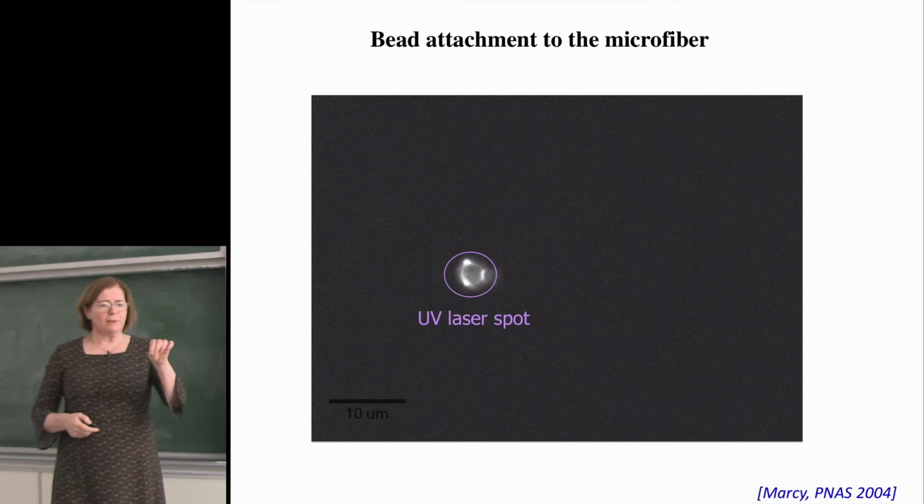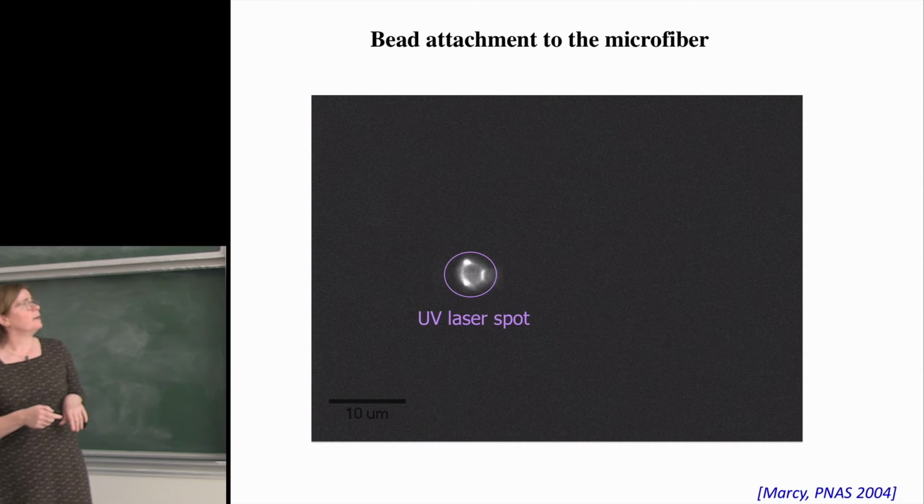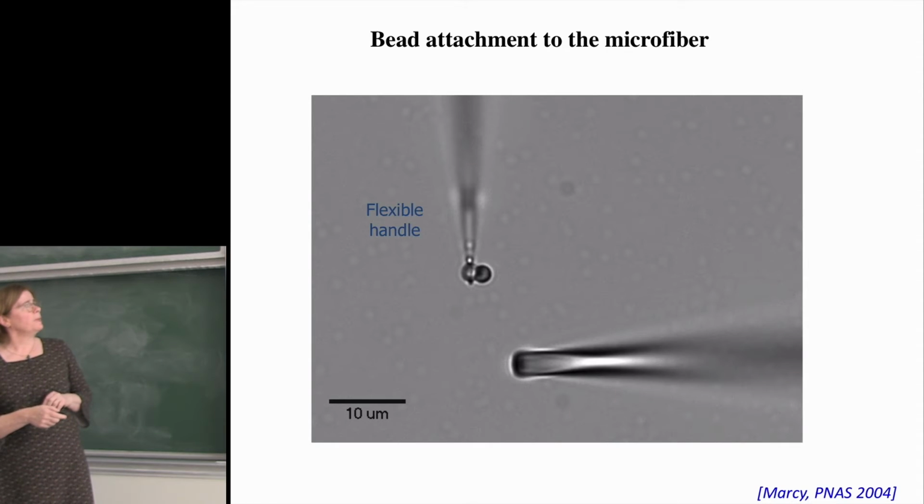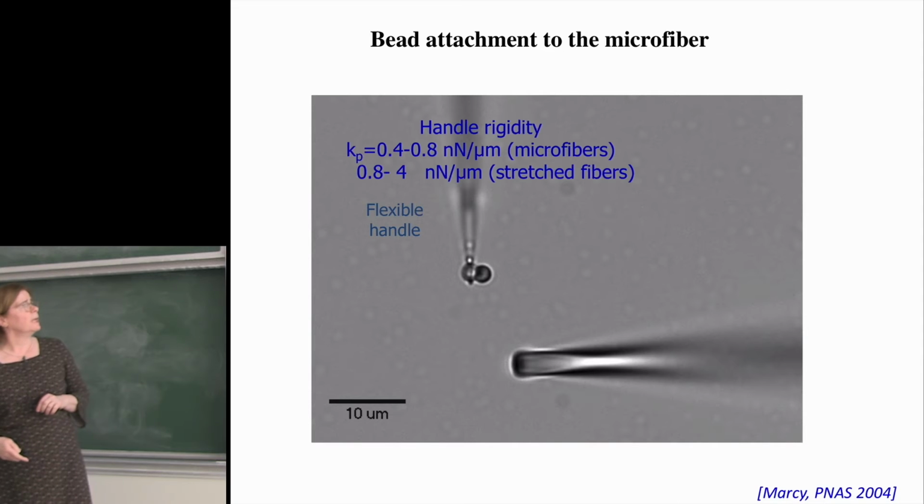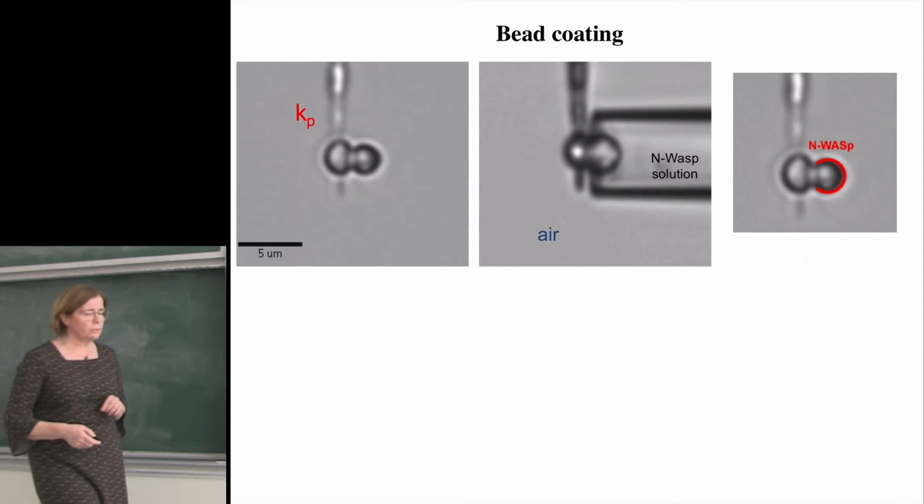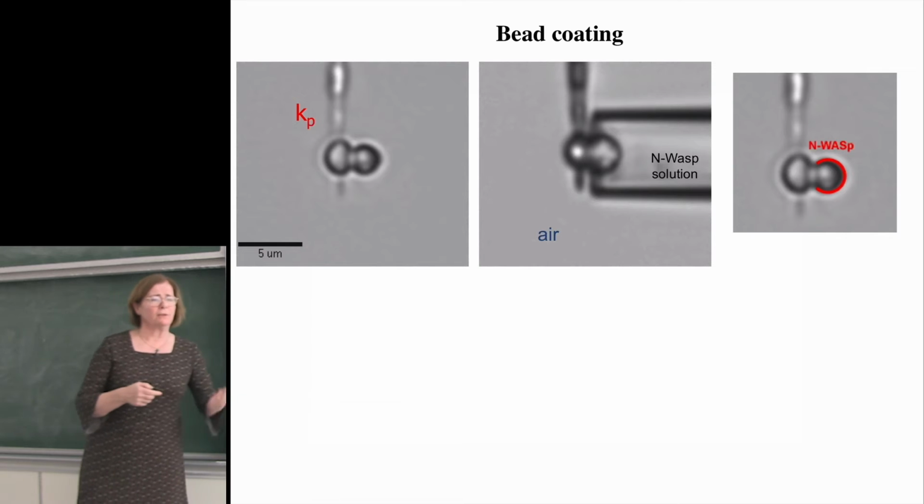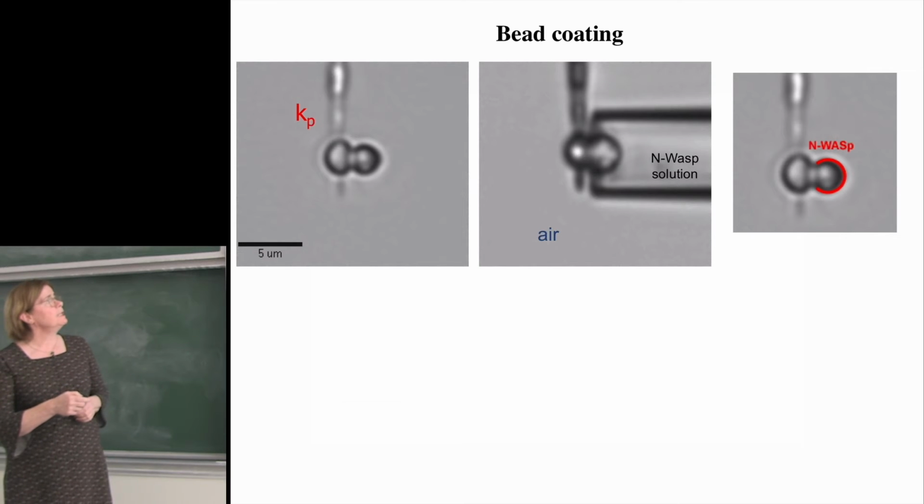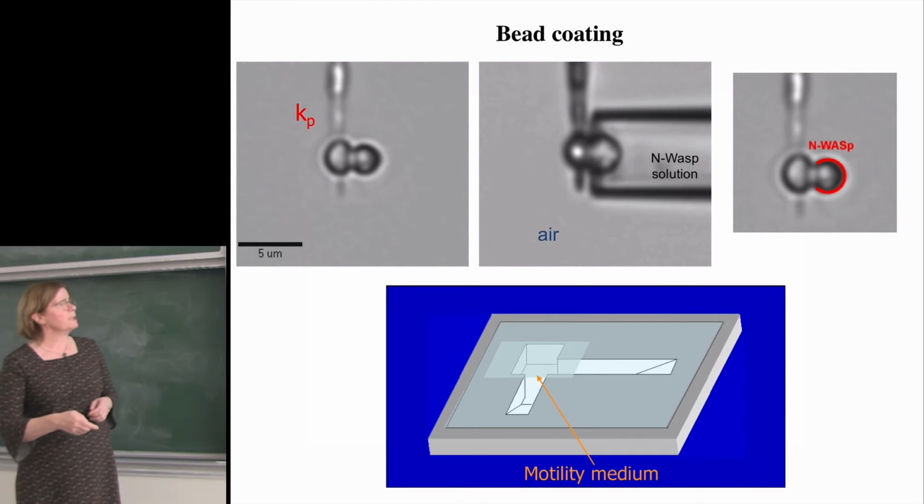Then we send a UV laser spot to cross-link the glue. And then we end up with this bead attached to the end of this needle. And then to cover this bead with the activator of actin polymerization, we just incubate. So this is in air. We incubate the solution of activator with this bead. And then we put it in a microfluidic system.